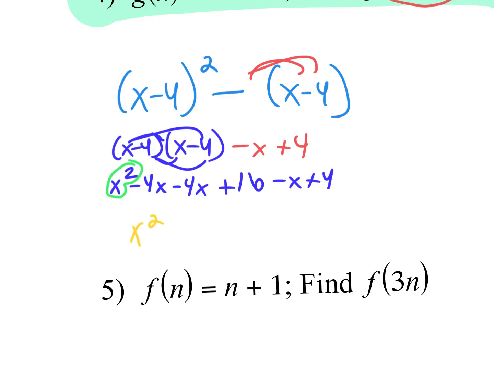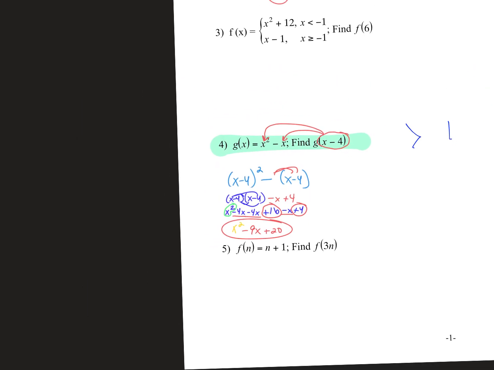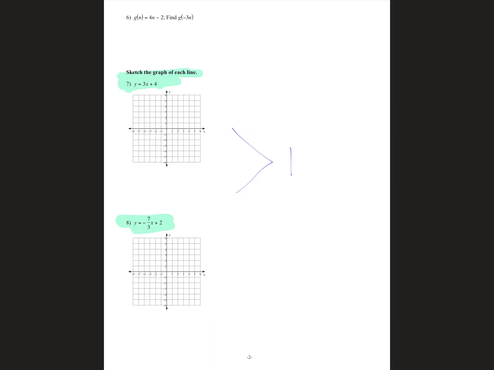What's my next thing I'm going to look at? The x's. Okay, so I have -4x and another -4x, excuse me, -8. And then minus another one. Perfect. -9x. Then I have a positive 16 and a positive 4. Plus 20. That's it. If they give you an expression, all they want you to do is just plug the entire expression in for each of the x's that you see. So there's one of those. That make sense? Let's go to the next one.